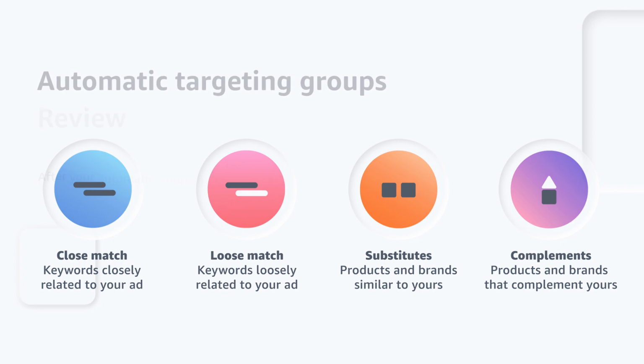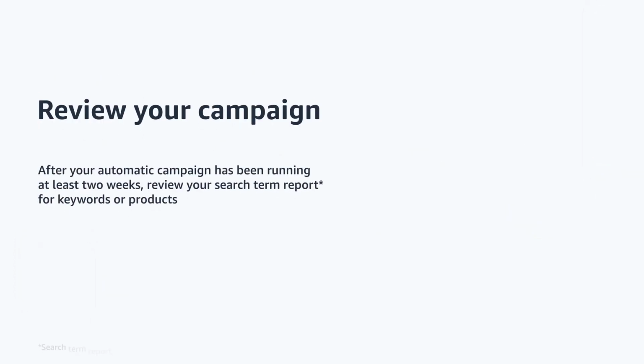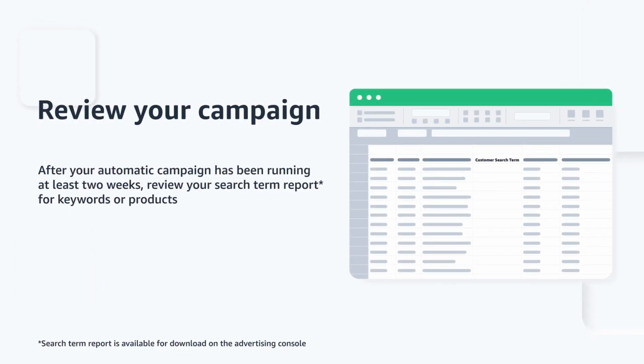After your automatic campaign has been running for at least 2 weeks, review which keywords or products worked best for you, such as the ones with a high click-through rate or a return on ad spend that aligns with your goals. You can use these high-performing keywords in your manual campaigns.